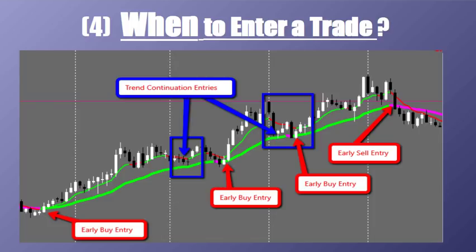So we'll go back to the chart here. And again, you can see pink changed to the green. That means right here we have the start of a brand new trend. With this candle that crosses over, we have an early buy entry. So price goes up, okay? Price going up. Here we have a retracement. You see the red here.